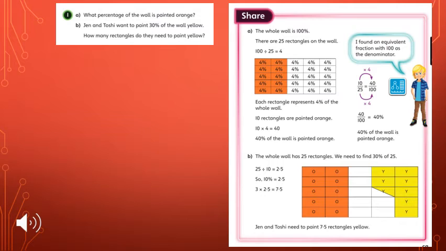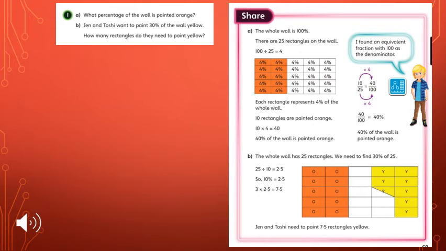Let's have a look at part B. Part B says Jen and Toshi want to paint 30% of the wall yellow. How many rectangles do they need to paint yellow? The whole wall has 25 rectangles, which means we need to find 30% of 25. To do this, I'm going to do 25 divided by 10, which is 2.5, and that gives me 10%.